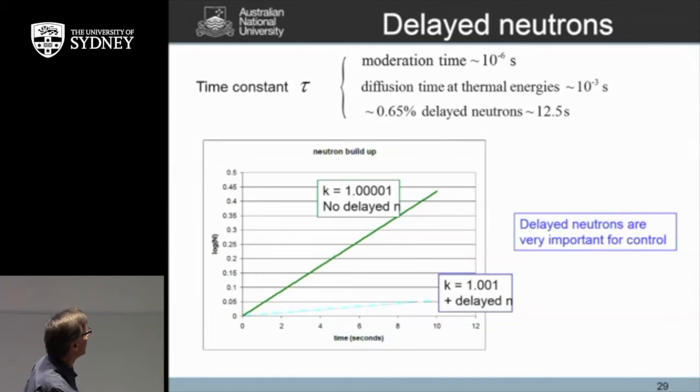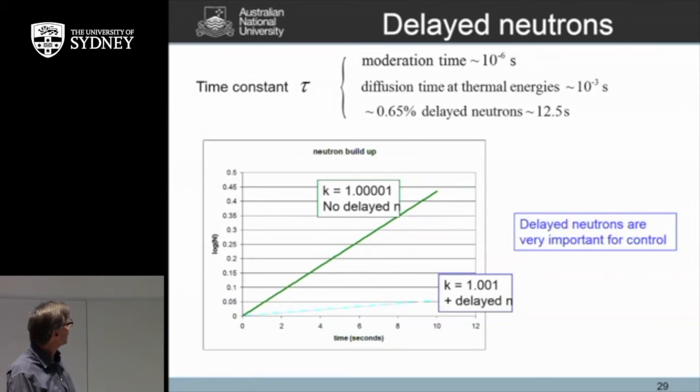Then, on average, it'll be either absorbed or initiate another fission. Now, remember that about 0.65% of the neutrons from fission are delayed. They come after a beta decay, and the average delay time is about 12 seconds. This makes a huge difference to what we call the reactor period, the time constant. So you have effectively an exponential growth if k departs a little bit from 1.